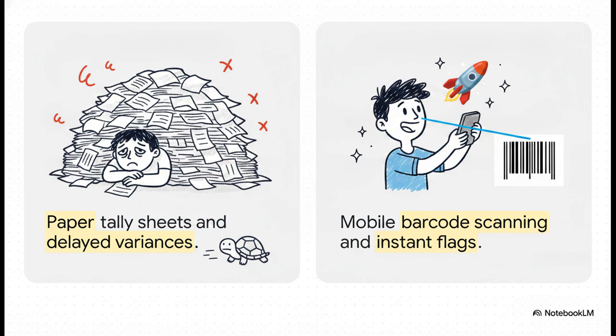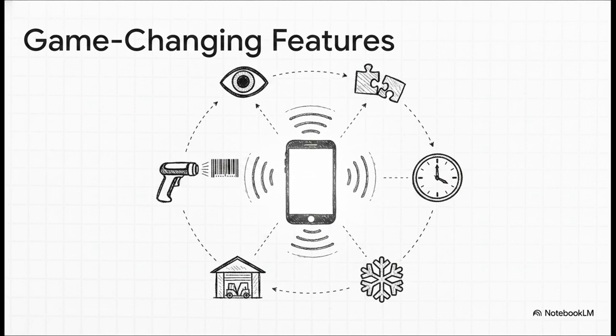I mean, look at this sharp contrast. With manual stock-taking, you're left with paper tally sheets and seriously delayed variances. It's a slow, high-risk process. But with stock-taking software, you arm your team with mobile barcode scanning and instant flags for discrepancies. You are essentially moving from a delayed, error-prone chore to a real-time, error-free reality of digital data capture. Let's quickly run through these game-changing features.